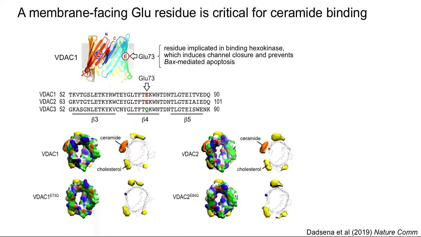And of note is that the same glutamate had previously been implicated in the binding of hexokinase, which induces channel closure and prevents BAX-mediated apoptosis. And also relevant is that in VDAC3, which does not bind ceramide, this glutamate residue is replaced by a glutamine. And moreover, the simulations show that if you substitute this membrane-facing glutamate for glutamine, then the ceramide occupancy during this particular simulation is strongly reduced, and also the time the ceramide is lingering at that binding site is drastically shortened, by at least one order of magnitude.